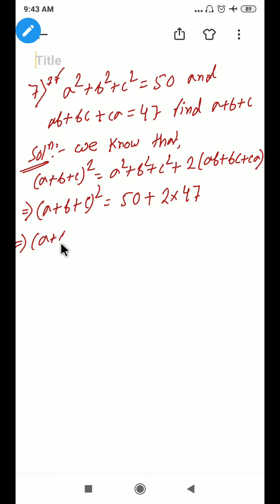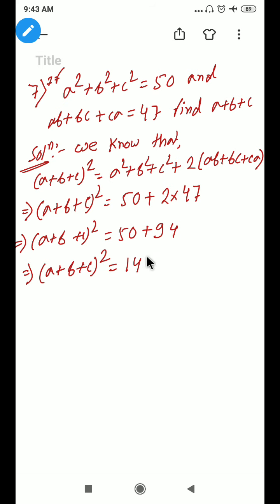So A plus B plus C whole square is equal to 50 plus, if you multiply this, you will get 94. And if we add them, you will get 144. Now this will be root over 144. If anything comes out from the root, this will be plus minus. So plus minus 12 is the answer. Clear?